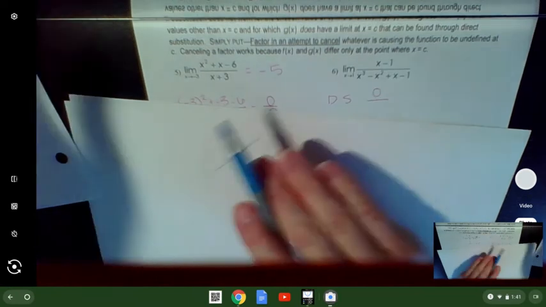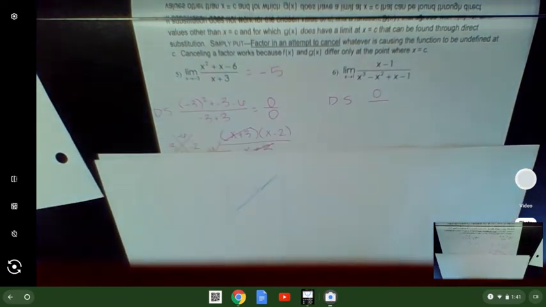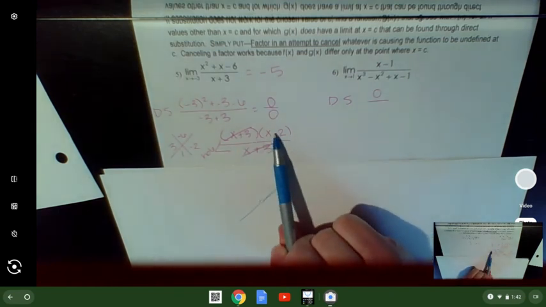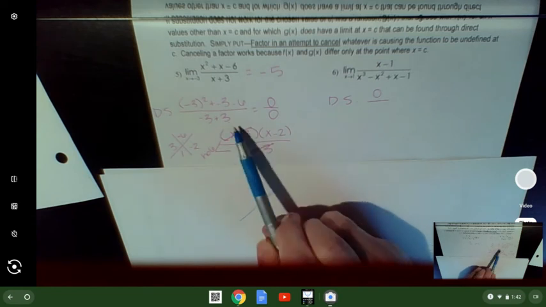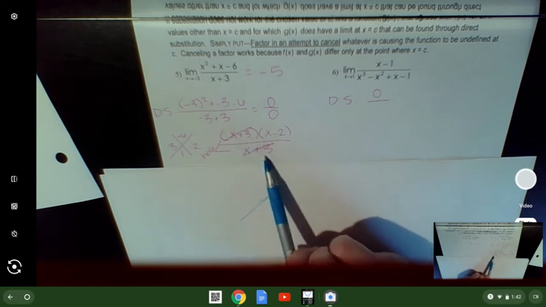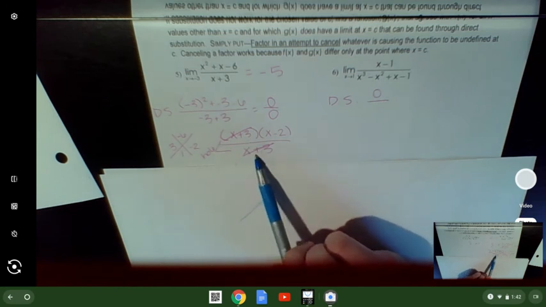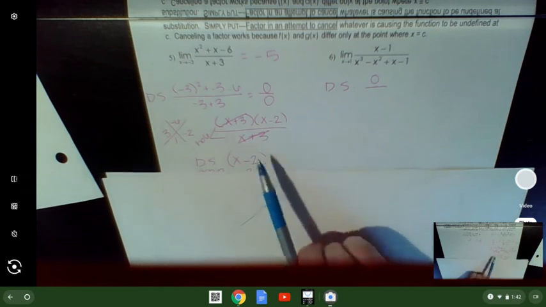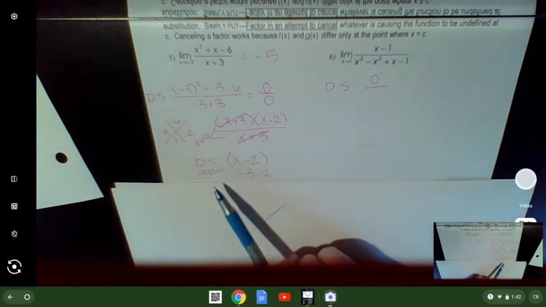So taking a look at this function in number 5, I know I need to do X method of factoring. And I did so here. I got X plus 3 times X minus 2 in the numerator, and I brought down the X plus 3 from the denominator. I canceled those because that is where my hole is. We happen to have a hole at -3. Once I cancel, I am left with X minus 2.